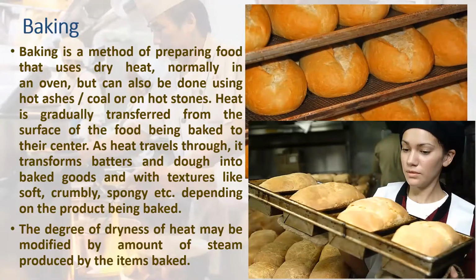As the heat travels, it transforms the batter and the dough that are being baked into various textures like soft, spongy, crumbly, etc., depending on what kind of food is being baked. There is no contact of the source of heat with the food. The degree of dryness of these foods may depend on the amount of steam that is generated from the product that is being baked. So a cake would give more steam as compared to a bread.